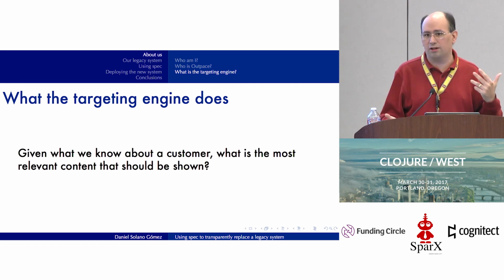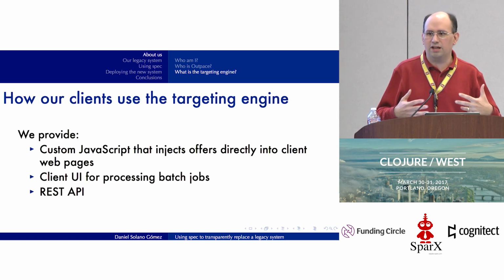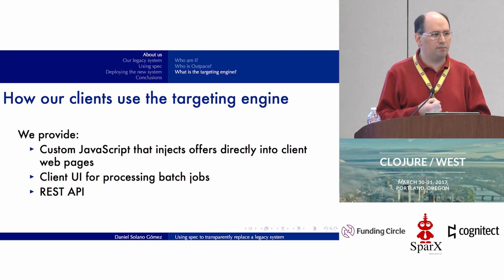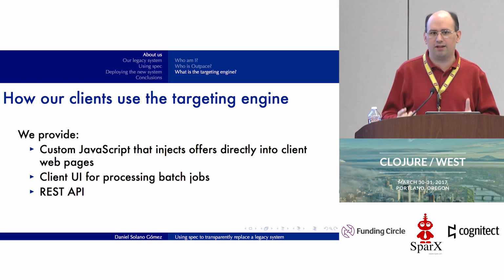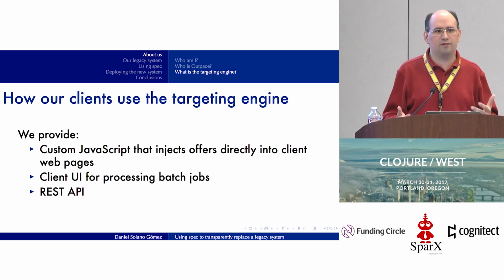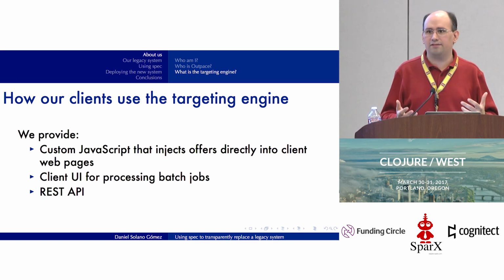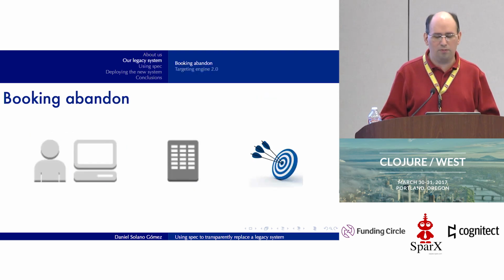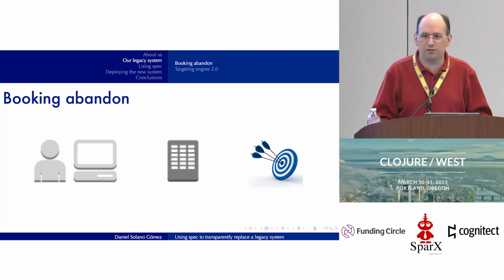And in some cases, we don't know anything about the customer because it's an anonymous user, in which case we just try to get them the best performing content. So we integrate into lots of different channels. We have JavaScript that we publish that is included in our client's website to inject the content directly into their website. We have a user interface that our client can use to do batch processing, for example, for an email campaign. And we also have APIs that our client can call directly for things like their mobile app and for booking abandon, which is the flow that I'll be talking about today.